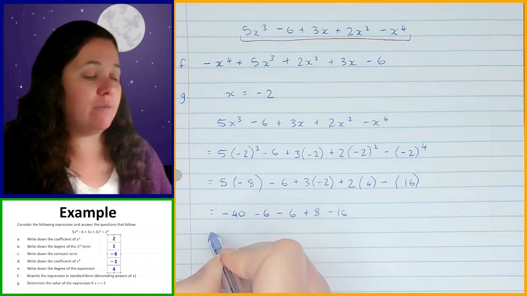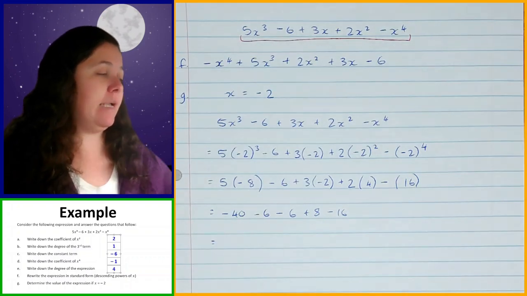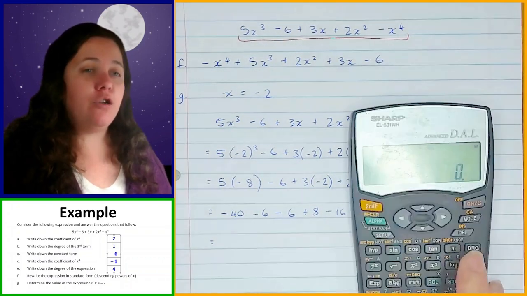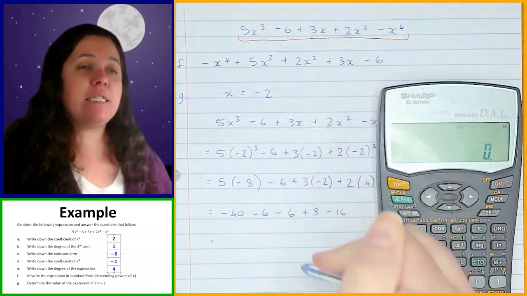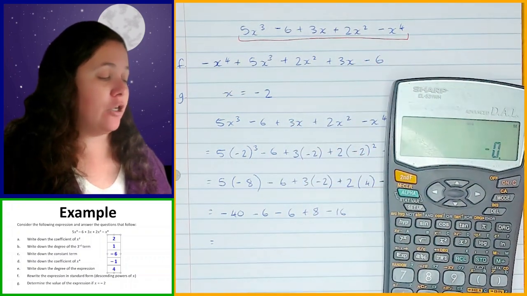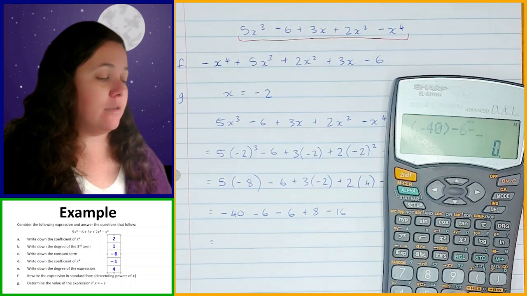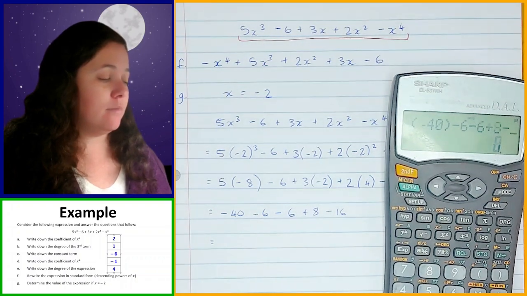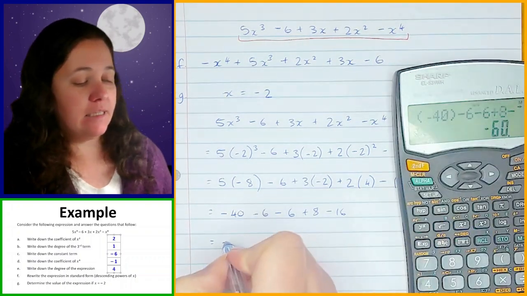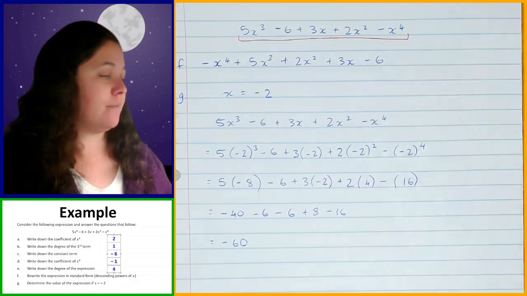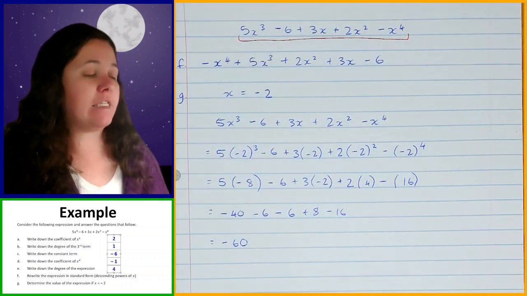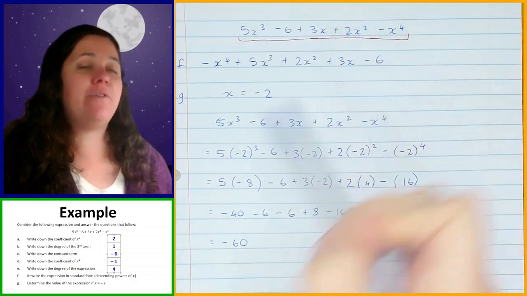Okay, so now I need to simplify that. You can do this in your head, but you don't need to. We have done all of the steps up to this point, so now we can just use the calculator to work out the final answer. And that gives us negative 60. So that's what we get for this expression if x is negative 2.